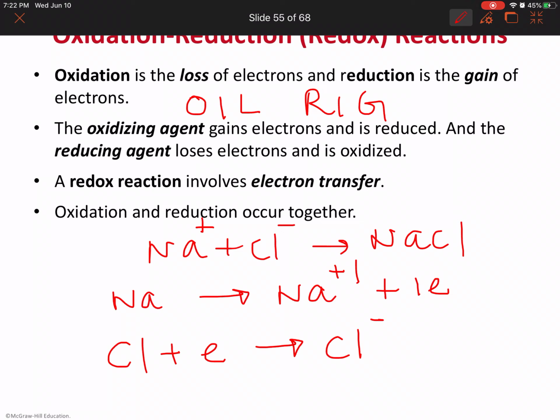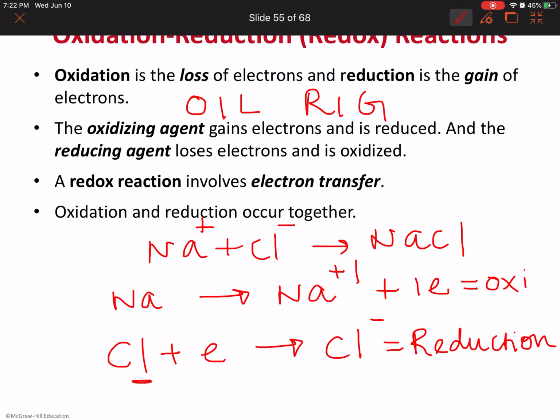Now we call this process for sodium oxidation because it's a loss of electron. This is oxidation. Okay, and then this is called reduction because chlorine gains an electron. Now sodium can lose an electron because chlorine is there to get that electron.